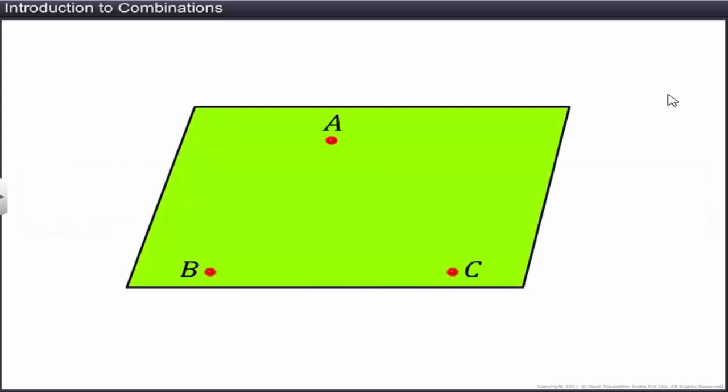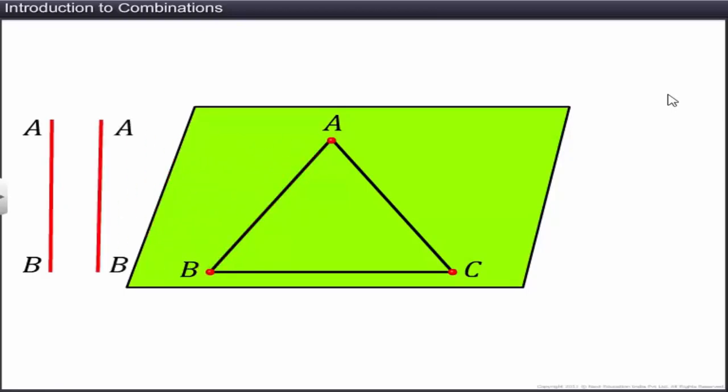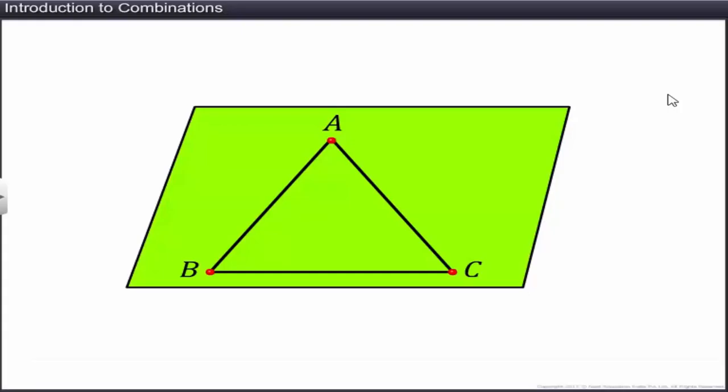To understand this, let's consider 3 points on a plane. Suppose we need to find the number of straight lines that can be drawn through these 3 points. Taking 2 points at a time, we can draw 3 straight lines, AB, BC, and CA. Though a straight line can be drawn from B to A, it is considered equivalent to the straight line from A to B. It implies that AB and BA are equal. Here, we can observe that the order in which the points are chosen to draw a line is not important. A similar analogy can be drawn for the lines drawn from C to B and from A to C. We get 3 straight lines joining points A, B, and C. We can say that the straight lines are drawn taking a combination of 2 points at a time.